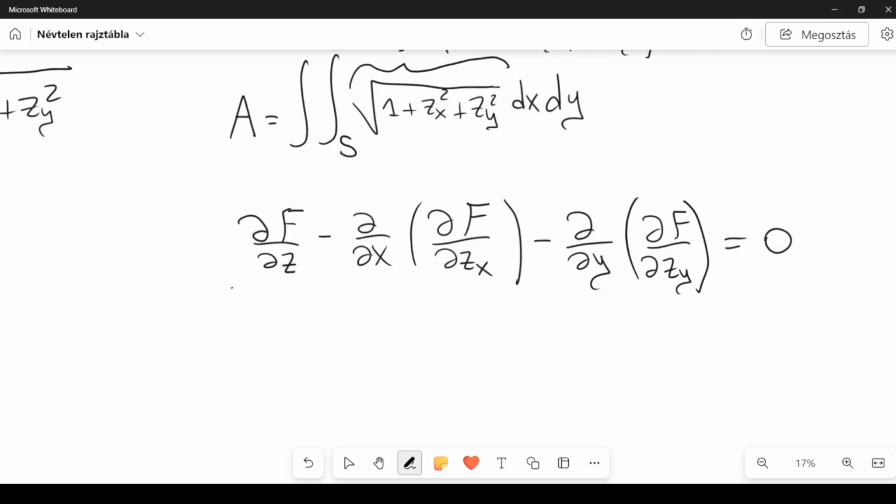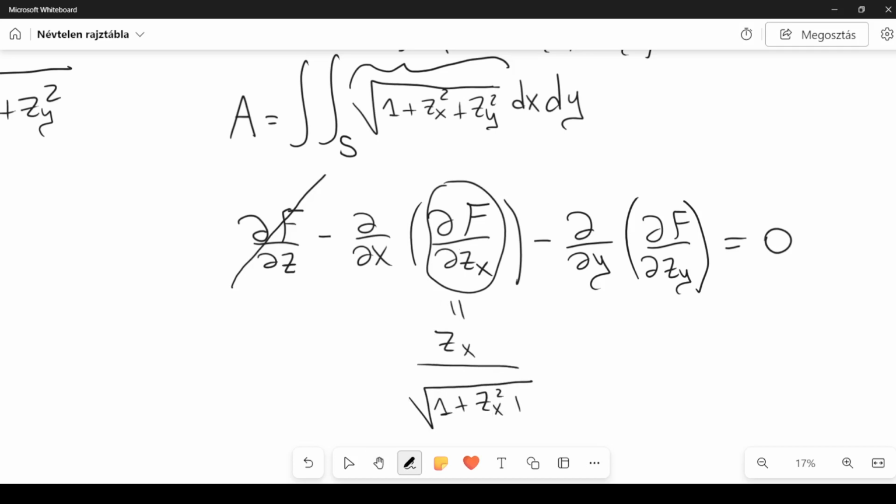Now you can see that the partial derivative of f with respect to z is equal to 0 because f does not depend explicitly on z, it depends on the derivatives. And the derivative of f with respect to z sub x can be easily calculated to be z sub x divided by the square root of 1 plus z sub x squared plus z sub y squared.